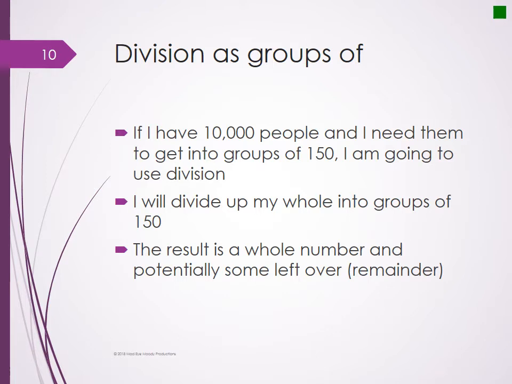If I think about division as groups of something, let's say I have 10,000 people and I need them to get into groups of 150. This is a division problem. I'm going to use division. I will divide up my whole, my 10,000 people, into groups of 150. And the result will be a whole number of groups that are all 150 people each, and I may or may not have some people left over, which again would be my remainder.